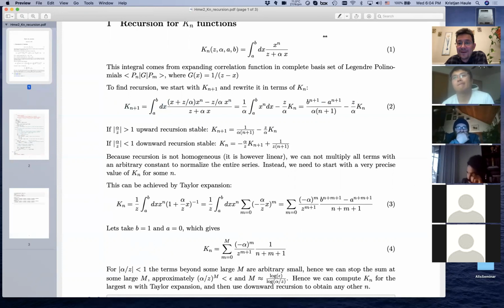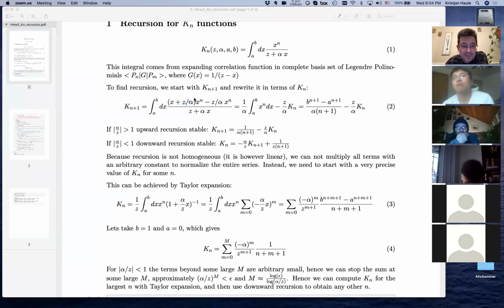Let me use annotate. Let me try to draw something here. What I want to say is that this part here and this part here, these two subtract, isn't it? So in other words, we are left with x to the n plus 1, which is exactly the k_(n+1). Okay, so that's how we start.